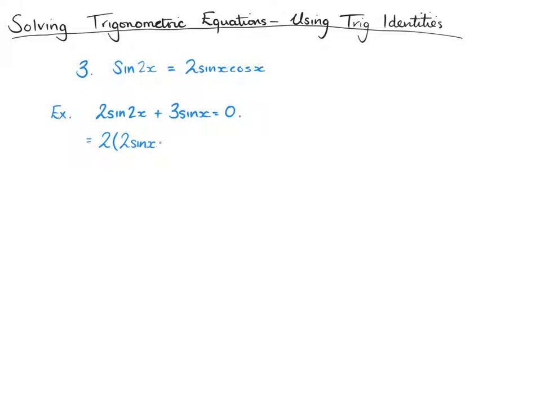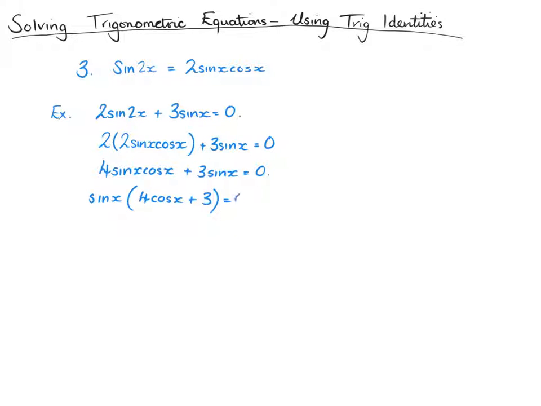So 2 times 2 sine x cos x plus 3 sine x equals 0. So there shouldn't be an equal sign here, apologies. So we get 4 sine x cos x plus 3 sine x equals 0. So we can take out a common factor of sine x. And so then we get left with sine x times 4 cos x plus 3 equals 0.